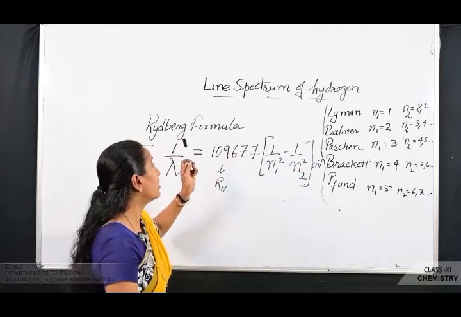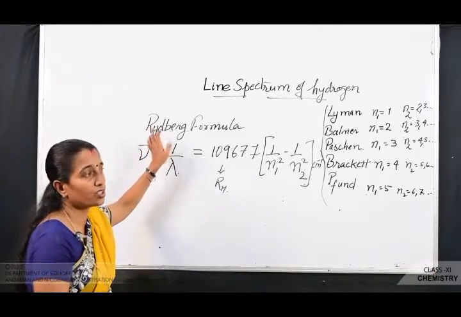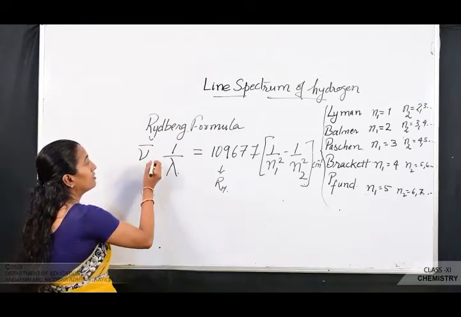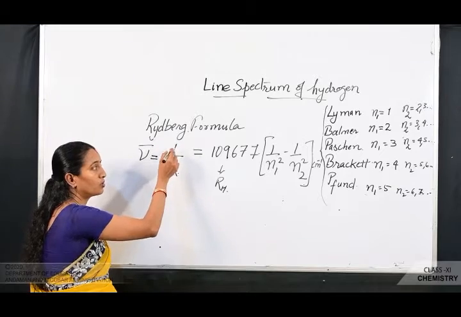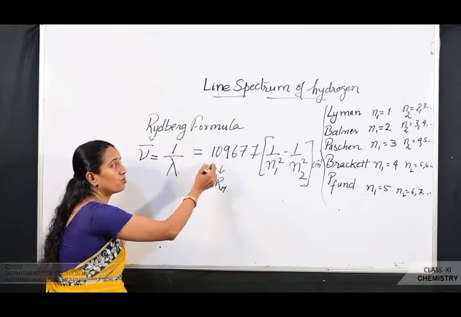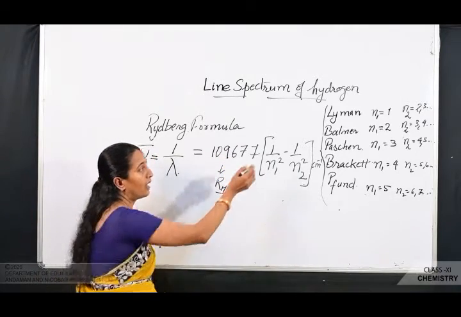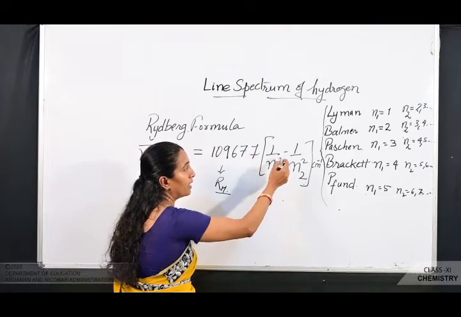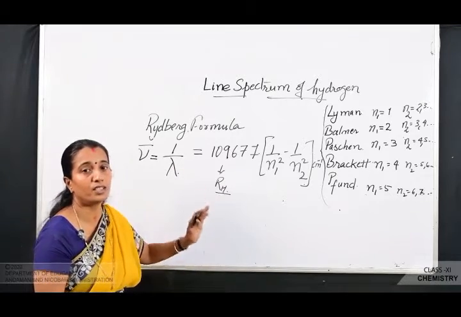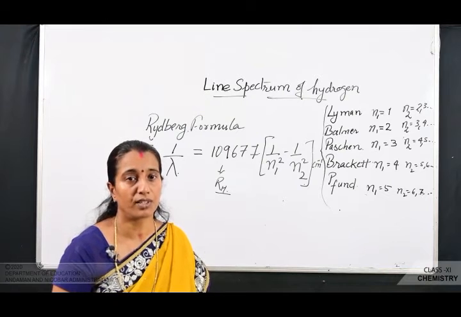Okay. Now, one more scientist gave a general formula which can be used for all the 5 series of lines. The formula is, wave number, we know that wave number is the reciprocal of wavelength. So, it is equal to 109677, this is the Rydberg constant, times the bracket 1 by n1 square minus 1 by n2 square, in centimeter inverse. Okay, this is the formula. Now, using this formula we are going to calculate some numerical questions.